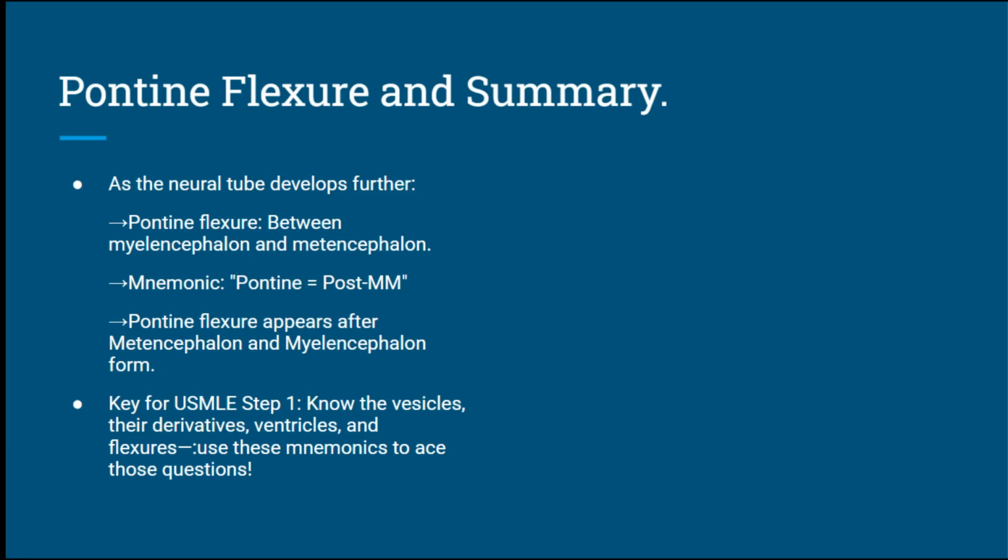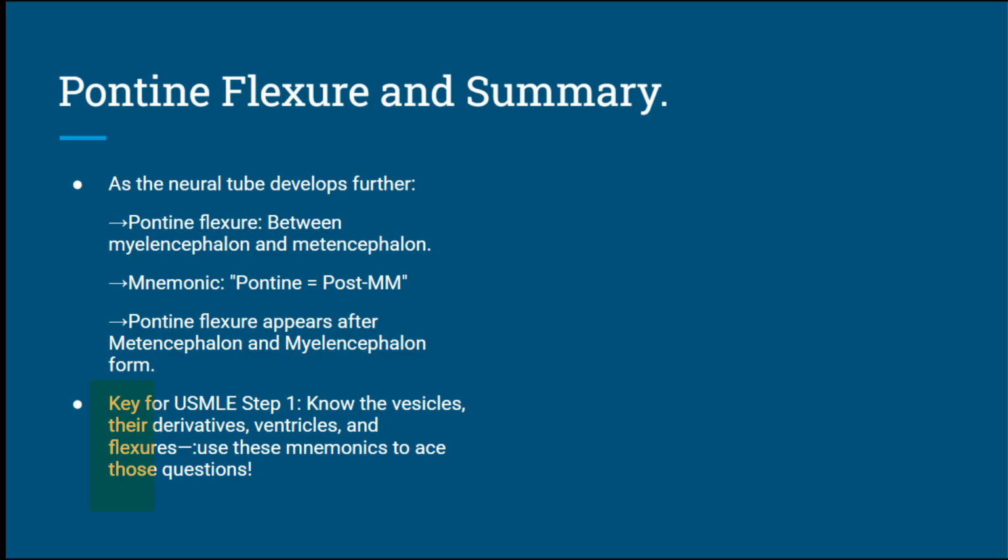As the neural tube keeps developing, a third bend appears, the pontine flexure between the myelencephalon and metencephalon. This helps shape the pons and cerebellum's position. My mnemonic is pontine equals post-MM. Pontine flexure comes after the metencephalon and myelencephalon form.